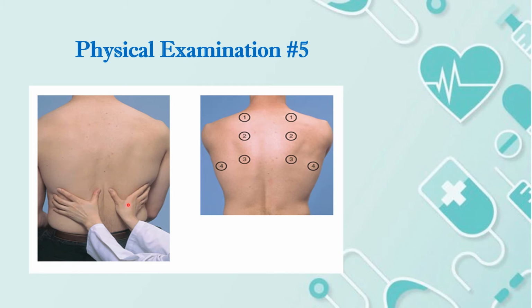And you also have to feel for the range and the symmetry of the rib cage as it expands and contracts. So you have to remember that the normal finding is that your thumbs should move equally apart. Diba? Meron tayo dito vertebral line. So dapat equally apart.